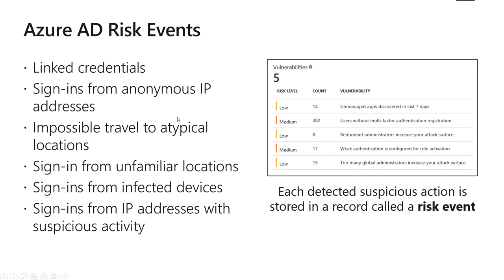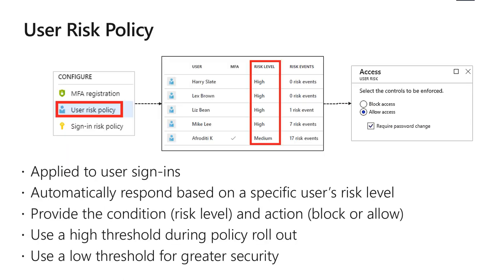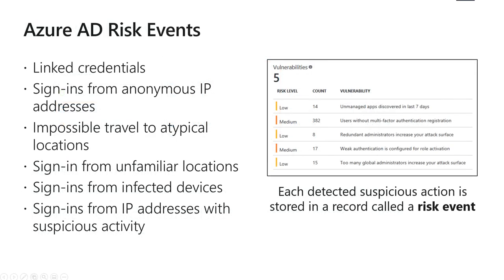The first one is called leaked credentials, and sign-in from an anonymous IP address. A third one is impossible travel to atypical locations. Oops, sorry. And sign-in from unfamiliar locations. Sign-in from infected devices, right.